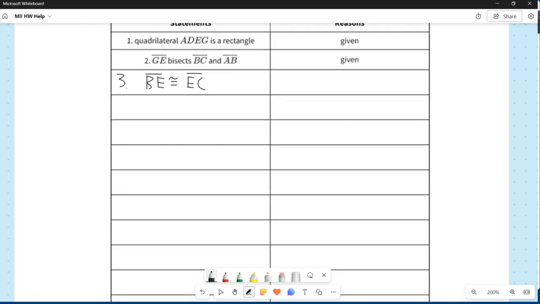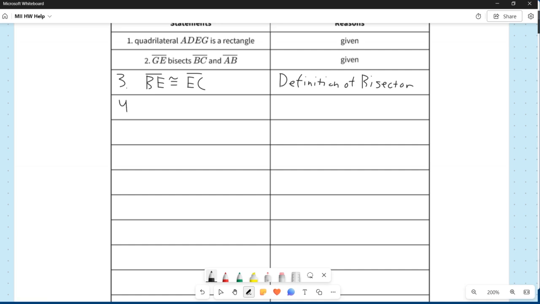But we have to give a reason, and this is a key component of proofs like this, is that you have to back up everything you say with some sort of a reason. Now, the reason that we can say this is that this is simply the definition of what it means to be a bisector. When you bisect something, it cuts it in half. And so from statement 2, GE bisects BC, all right, well, that means it cuts it in half. So that's why we can say each piece is congruent to each other.